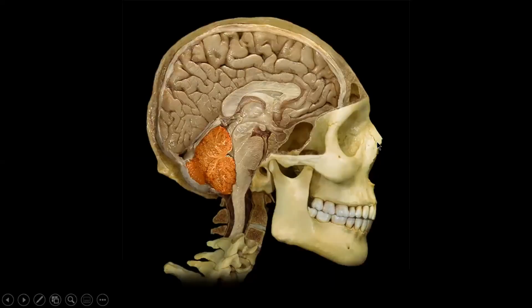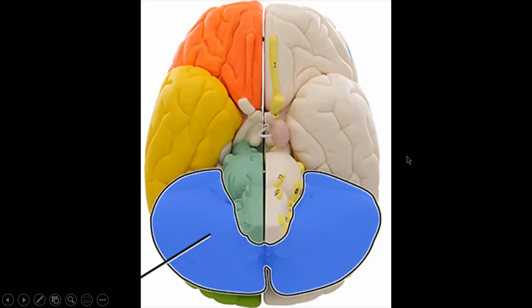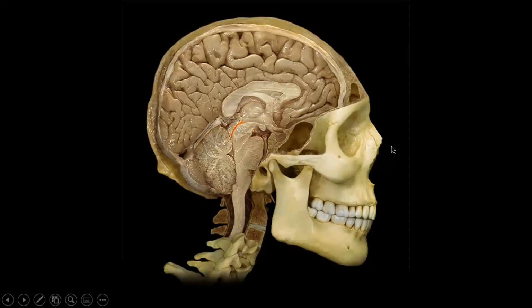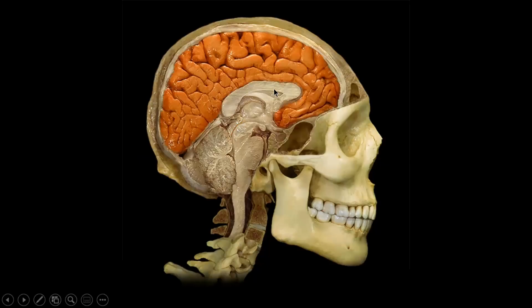So this is kind of like the review, what I'll show you. And this is the cerebellum highlighted. Now this is the model showing you the cerebellum. This is the cerebral aqueduct, like I showed you. Same thing, cerebral aqueduct. This is just asking for the cerebrum, the largest part with the gyri and sulcus.